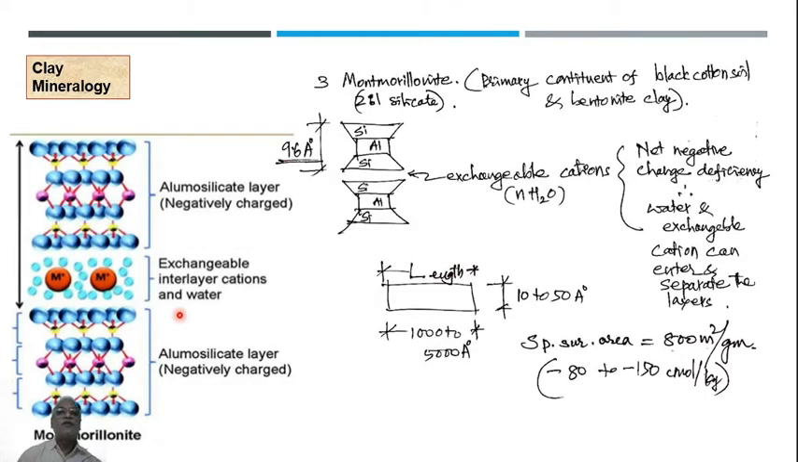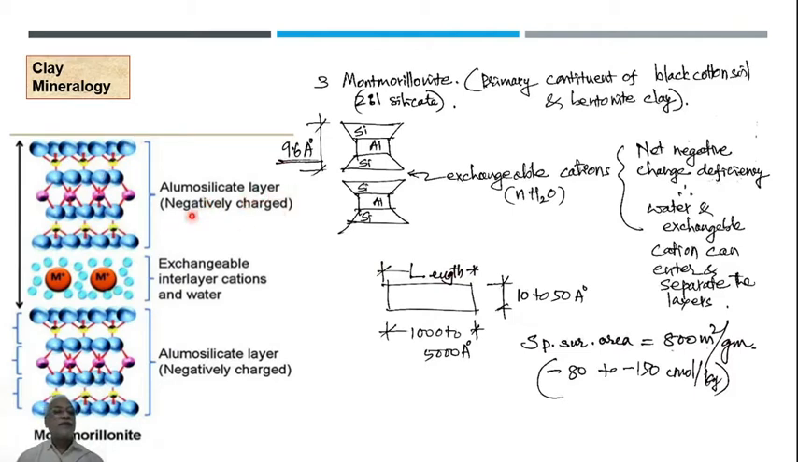So here the last one, montmorillonite, is the clay. This is also a 2:1 silicate. Right, the primary constituent of black cotton soil or bentonite clay. That is what it is commercially called, bentonite clay. The thickness of each layer, a combination of silicon, aluminium, silicon tetrahedron sheet, will be approximately 9 to 10 angstrom units. That is what one layer is shown here.